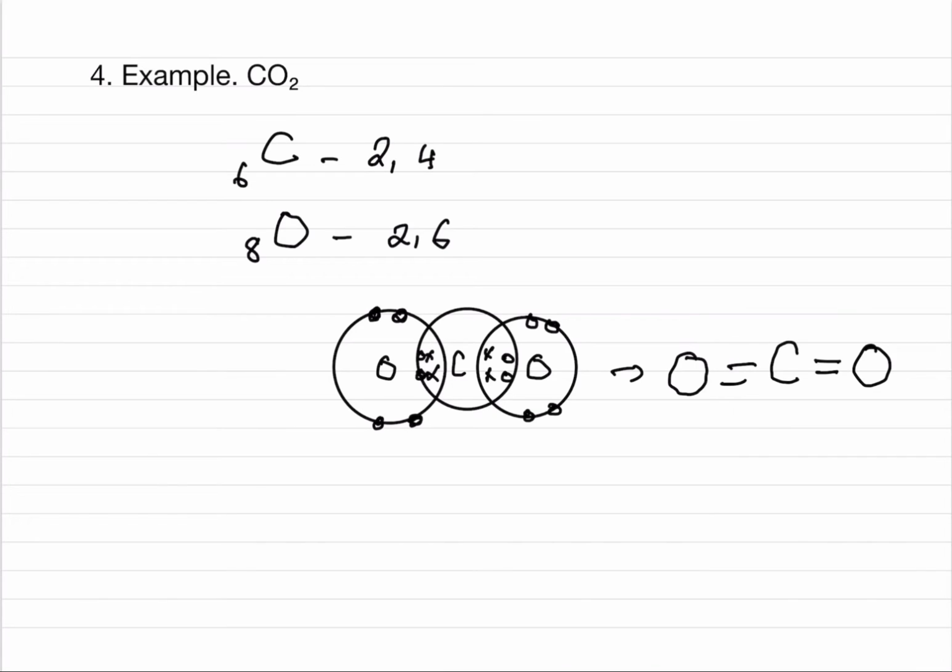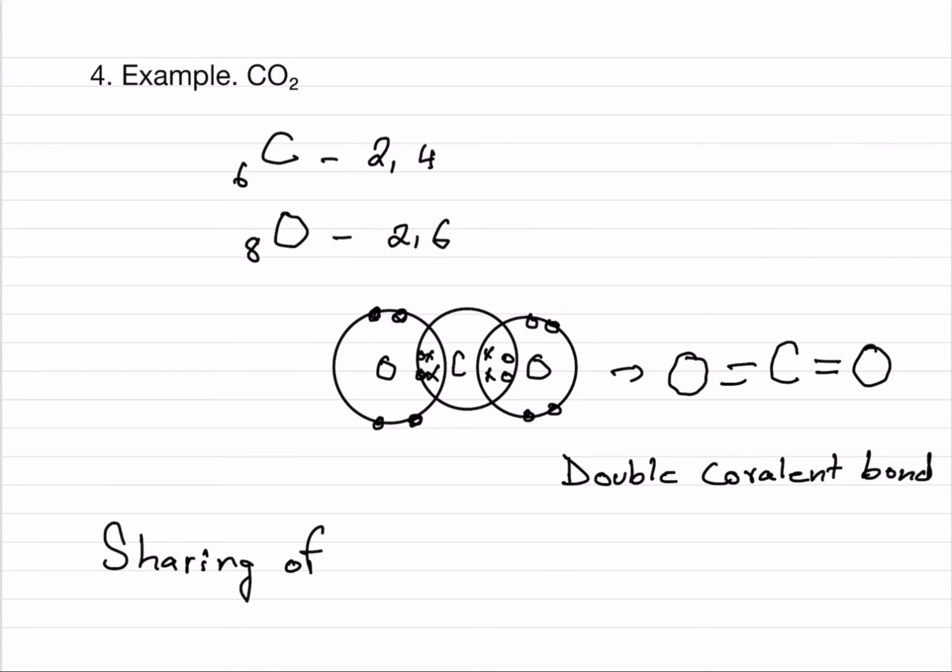So we can call this bond a double covalent bond. And how did this take place? This took place by sharing of 2 pairs of electrons. So we can see there is a double covalent bond. I hope you have understood this.